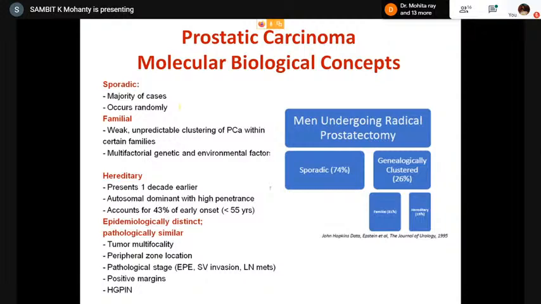If they are running in the family, but not necessarily going from one generation to the other, that is familial cancer. What is hereditary cancer? If it is going from one generation to the other. Familial is just irregular clusters.